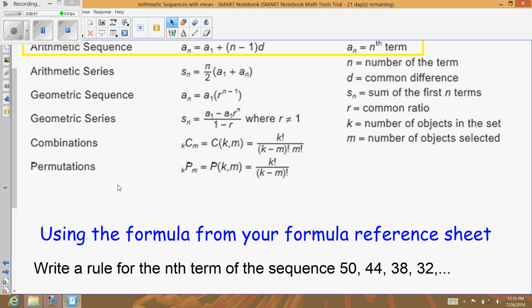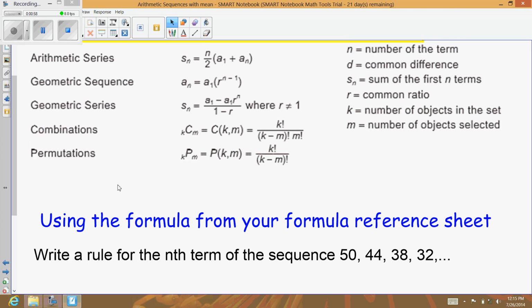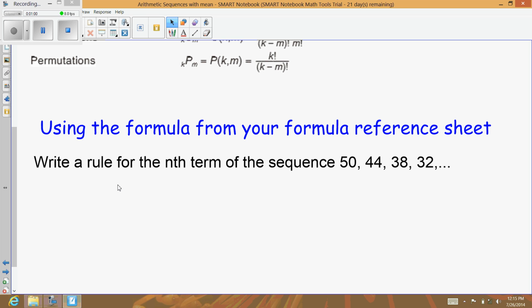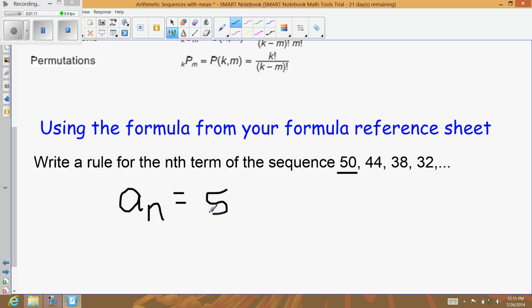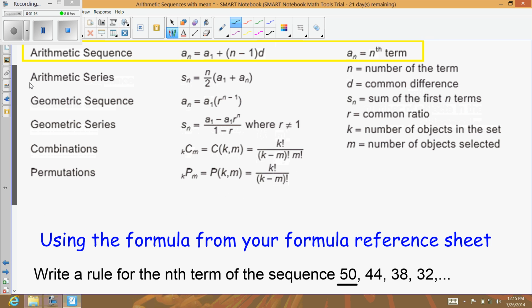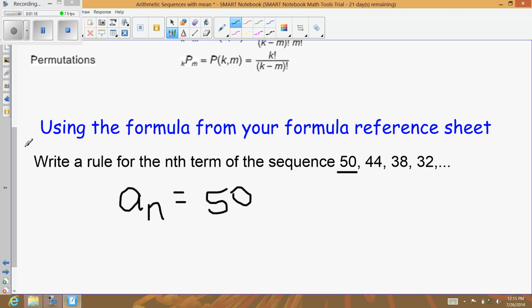So using the formula from above, write a rule for the nth term. That means we're not going to actually find A_N. We're going to write A_N equals and then figure out the rest. All right, so here's what we got. We have A_N. So A_N equals the first term, which is the 50. Now go back and look at your reference. A_N equals 50, and we're going to write it exactly the way you see it.